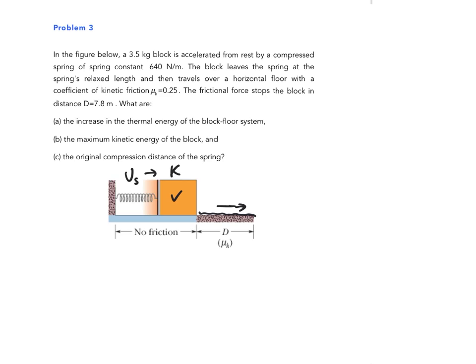So let's write down some data. We have the spring constant, which is important. That's 640 newtons per meter. We have the mass, which is 3.5 kg. We have mu k, which is 0.25. And we have delta x, so the distance over which we lose our energy is 7.8 meters.